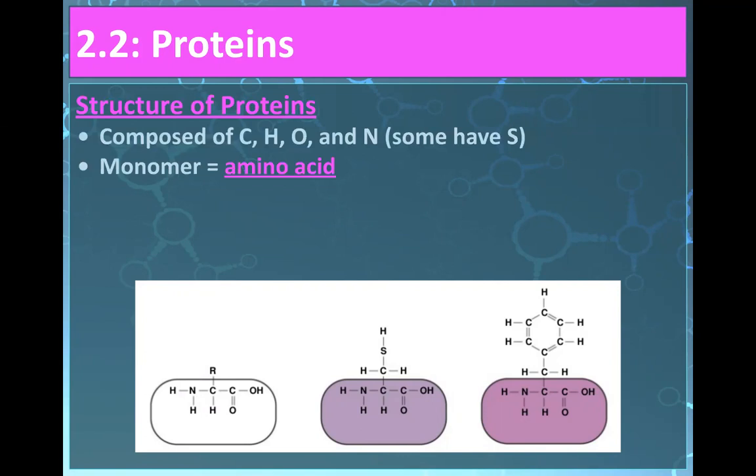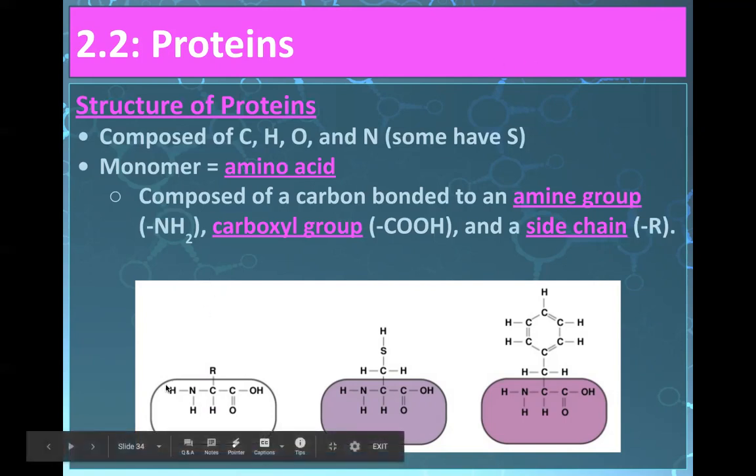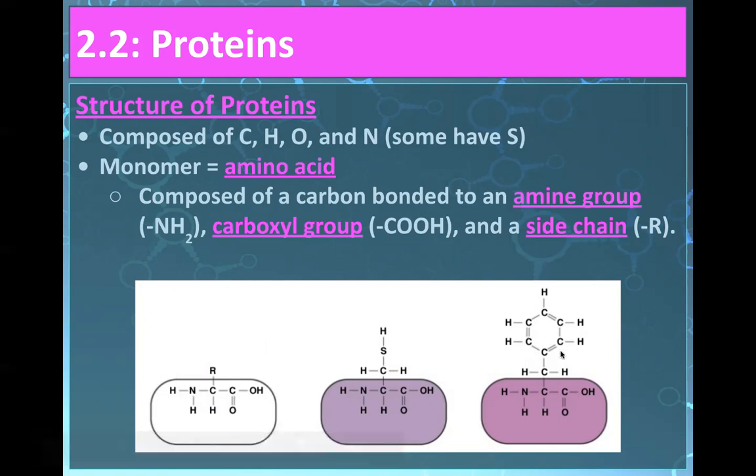So the monomer unit of a protein is called an amino acid, which I'm sure all of you have heard before. And amino acids are composed of three main parts. Okay, so there's a central carbon, and then it's bonded to an amine group, which is NH2. Okay, that's what we have over here. Carboxyl group, COOH, and then also a side chain, which is just designated as R.